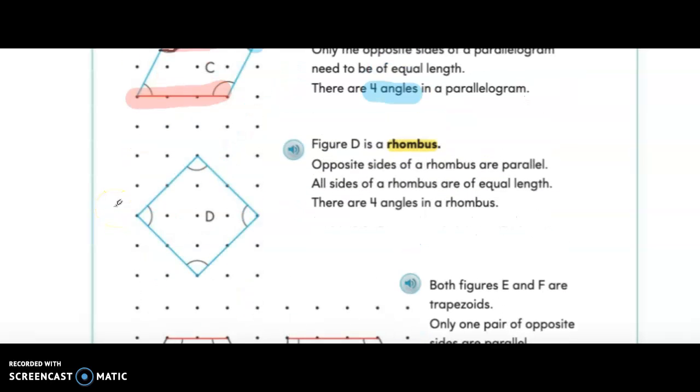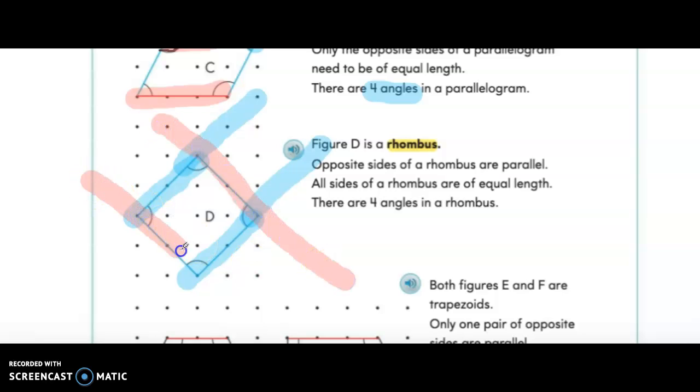All right, and then finally we have figure D, which is a rhombus. Opposite sides of a rhombus are parallel. Again, when we talk about parallel lines, these are opposite sides, and if we continue drawing, they would not intersect. That's what parallel means. Same thing if we went the other way. I'll do it in red as well, just so you can see the difference. If these lines continued, they would never be running into each other or crossing. So that tells us they are parallel.